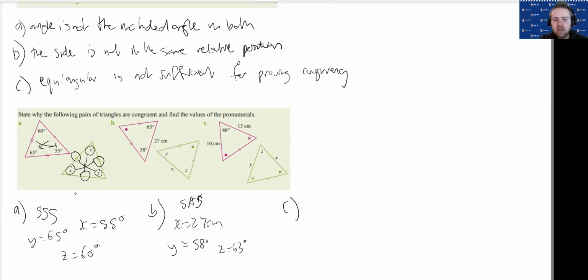Finally, for C, we have two equal angles and the side in the same position, so we can use AAS. And then we've got to find the X. The side is opposite the angle X, which helps. So X equals 10 centimeters. Y is opposite the dot angle, so Y equals 13 centimeters. And then the angle that we're missing is 46 degrees. So that's how we can find those missing pieces of information.